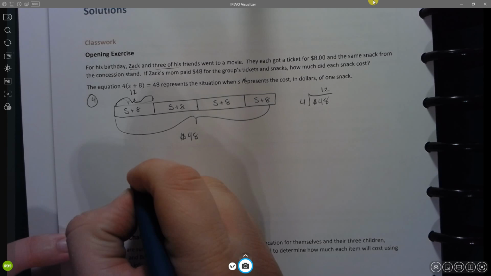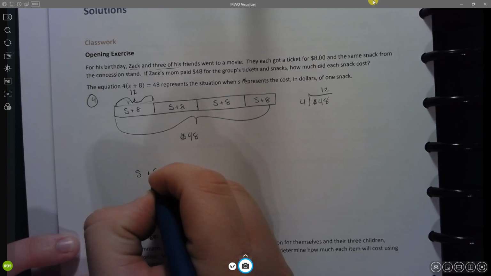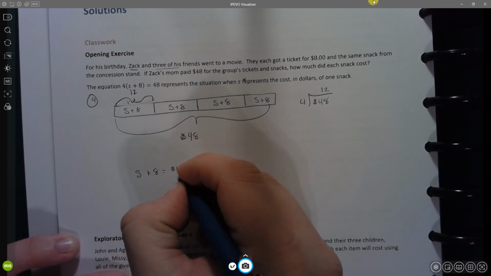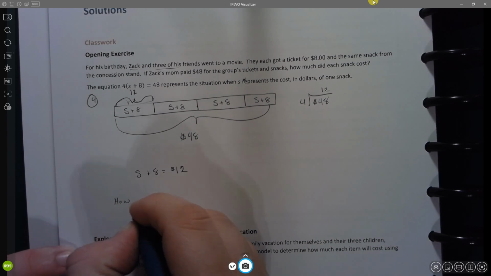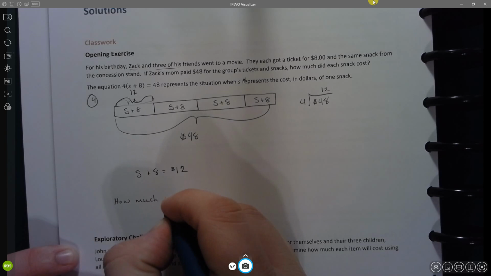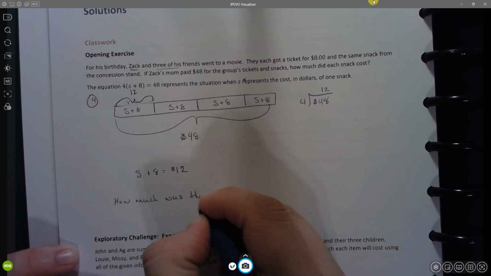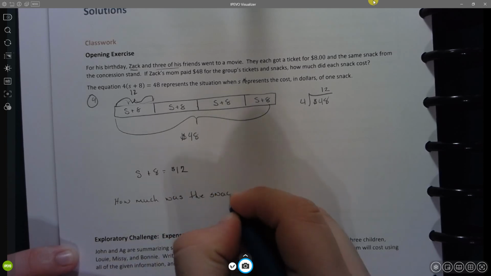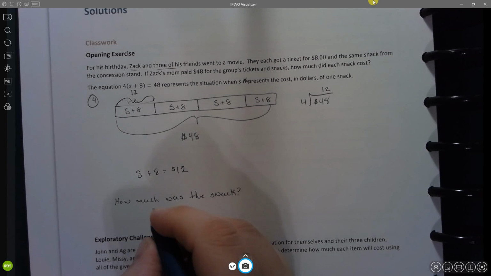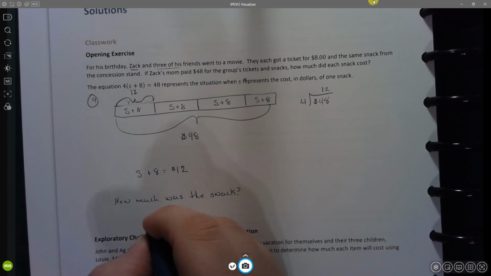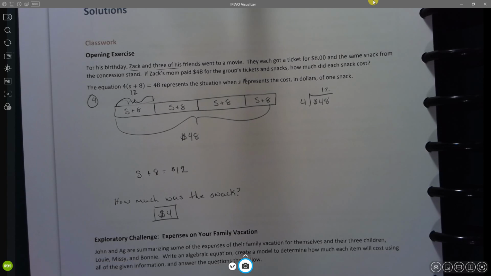So instead, we now have the snack plus $8 equals $12. So my question is, how much did the snack cost? How much was the snack? Okay, so how much was the snack? Well, what number plus 8 gives me 12? Ah, $4. So each snack was $4.